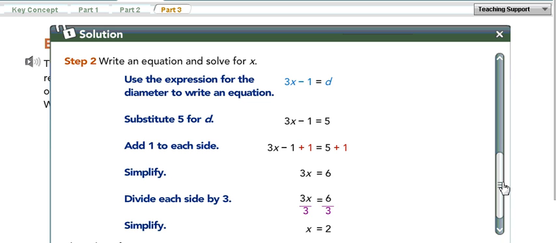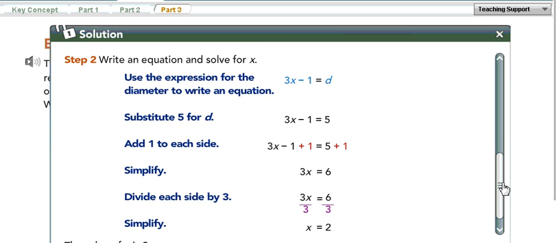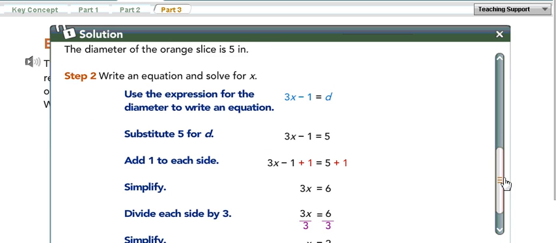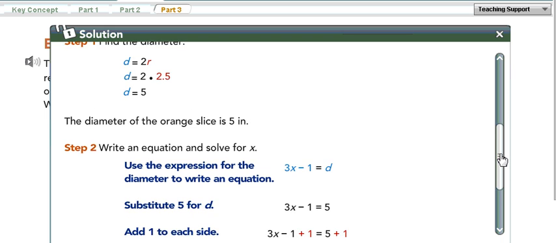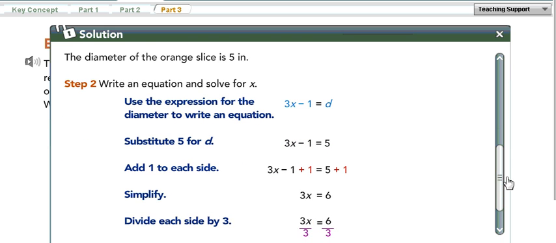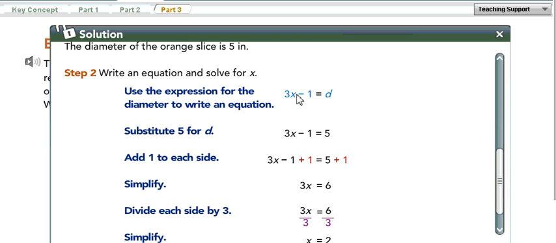So now we have 3x minus 1 equals 5. 3x minus 1 plus 1 equals 5 plus 1. Remember, what we do to one side, we have to do to the other. I end up with 3x equals 6.